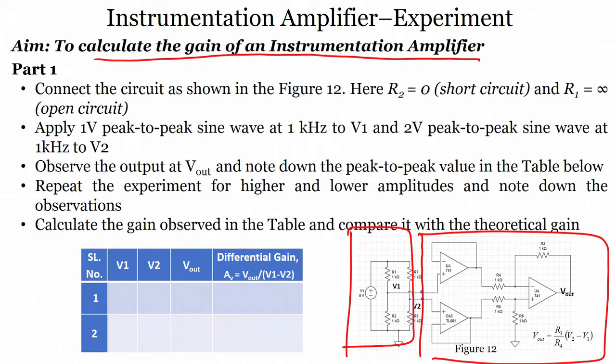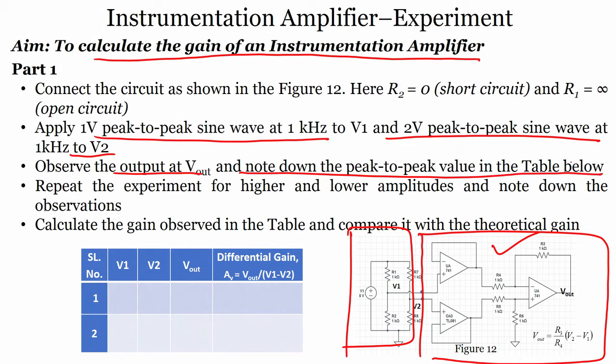Connect the circuit as shown in figure 12, apply a 1 volt peak to peak sine wave to V1, a 2 volt peak to peak sine wave to V2, observe the V out and note down the peak to peak voltage in the table below. So, we will measure V1, V2, and V out, and from that we can measure the differential gain AV, alright. Then we can repeat the experiment for higher and lower values. So, let us see how we can do this experiment on the circuit board by applying 2 voltages at the inputs of the differential instrumentation amplifier.